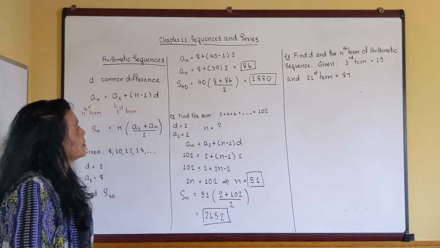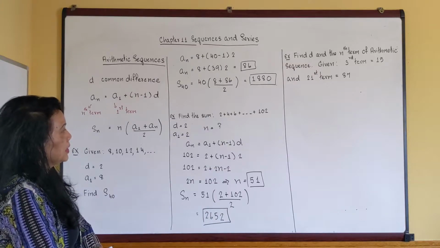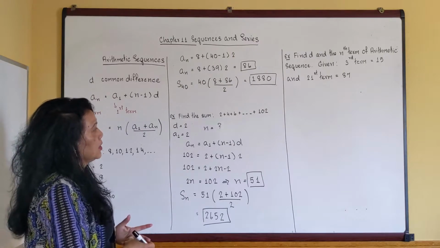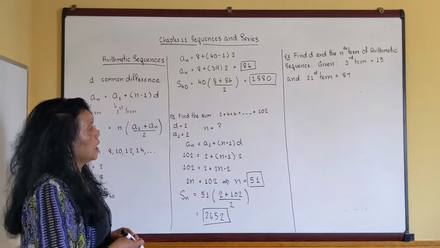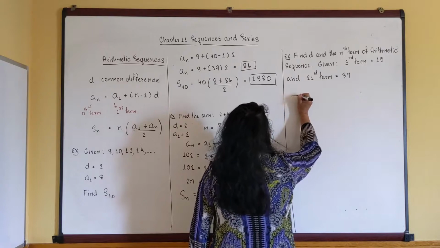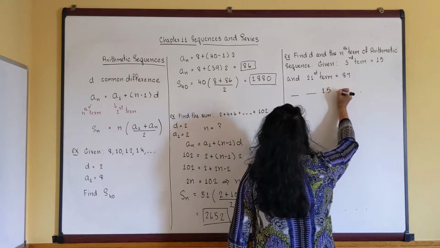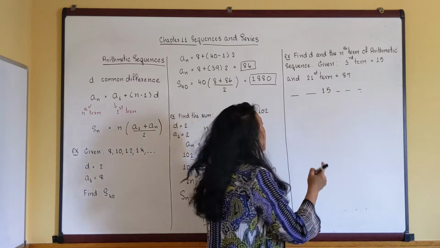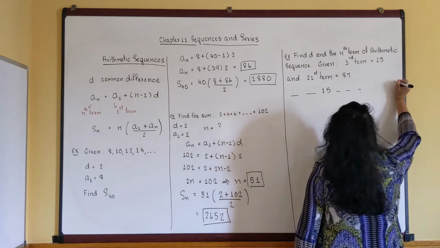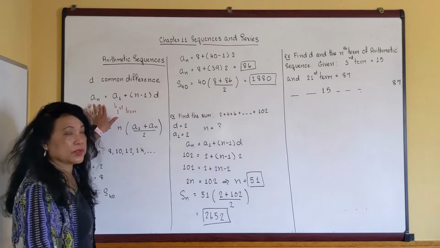Let's look at the next example. They want you to find the d and the nth term a sub n of an arithmetic sequence. They tell you it's an arithmetic sequence, given the third term is 15 and the 21st term is 87. So we don't know the first term, we don't know the second term, we know the third term is 15 and it keeps on going, and the 21st term is 87, somewhere here. And they want you to find a sub n, the general term.